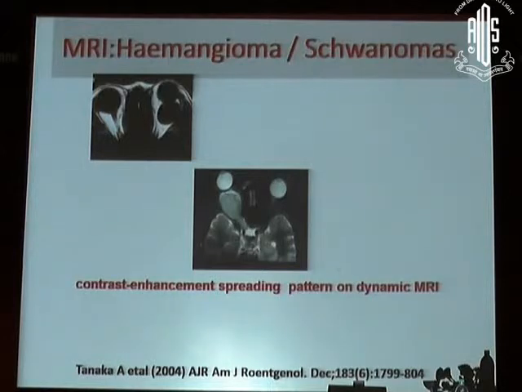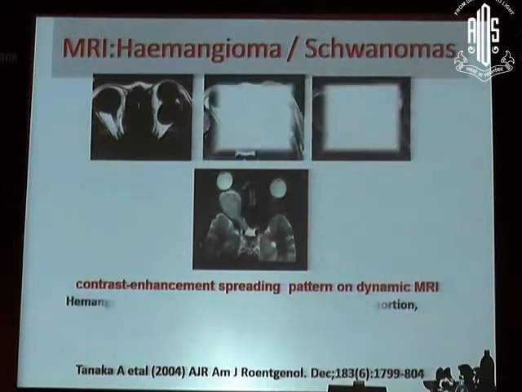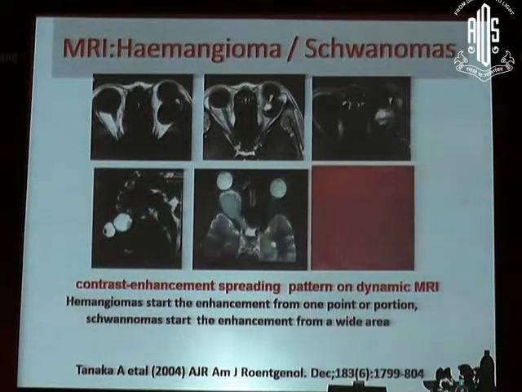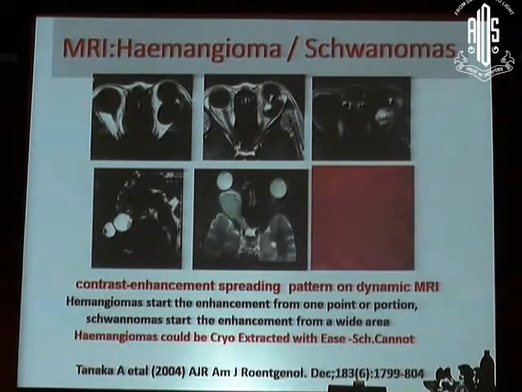Hemangioma and schwannomas can be very well differentiated on CT and MRI. Contrast enhancement spreading pattern on dynamic MRI is diagnostic. Hemangioma starts the enhancement from one point or one portion and then spreads over, whereas schwannomas enhance right from a wide area. This is the differentiating point. The importance is that hemangiomas could be cryoextracted with ease and comfort. Schwannomas cannot.